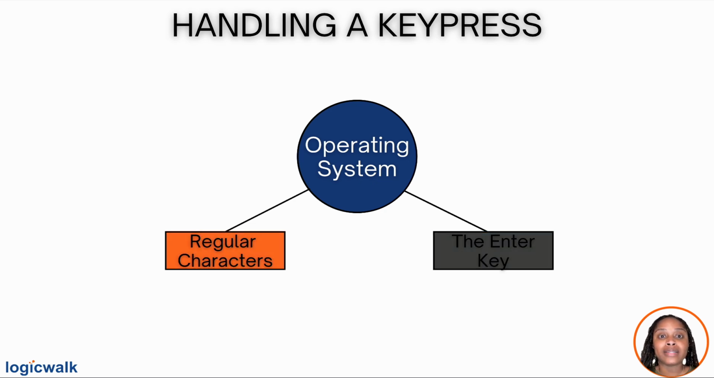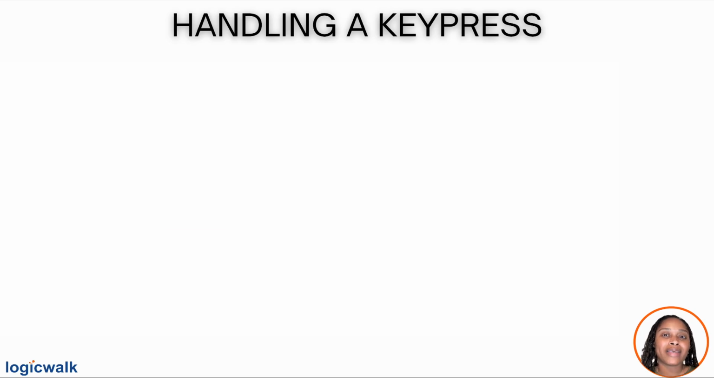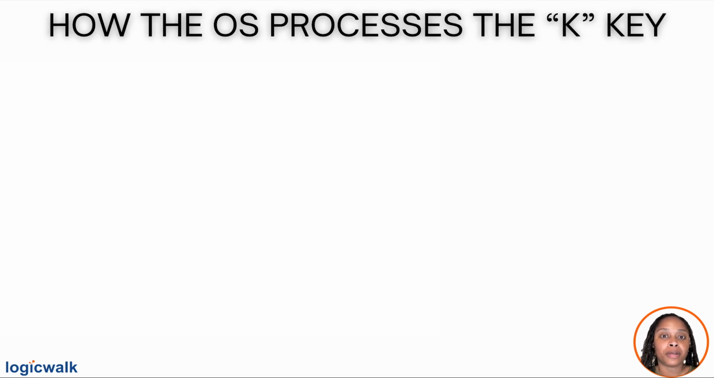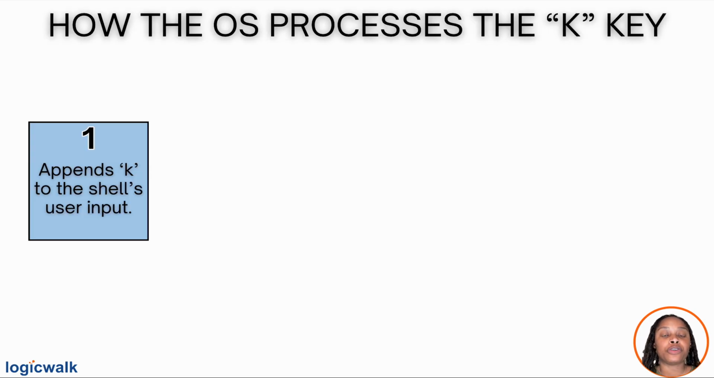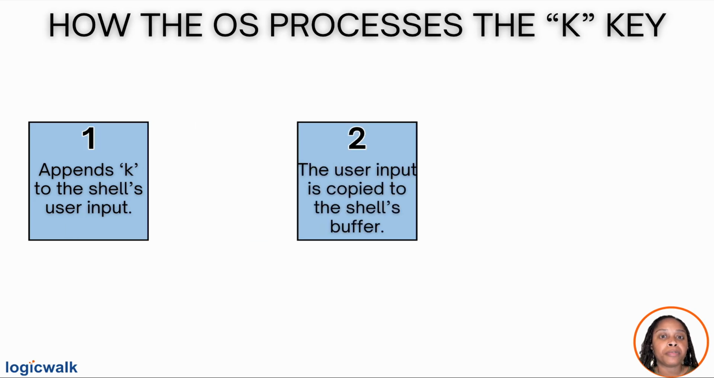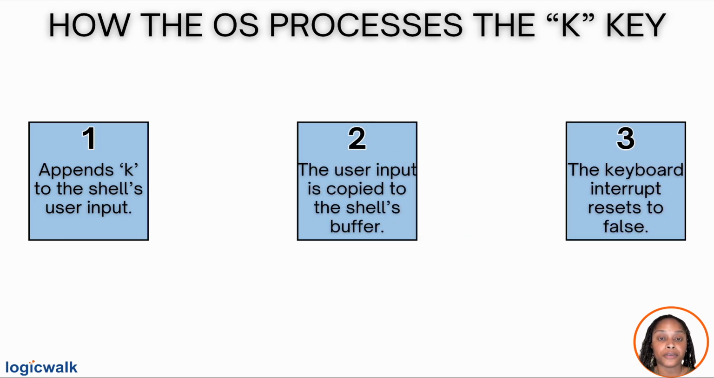Imagine the Logic Walk OS simulator is interrupted when the user presses the K key. The OS handles it in 3 steps. First, it appends K to the shell as the shell's user input. Then that user input is copied to the shell's buffer. Then finally, the keyboard interrupt resets to false.